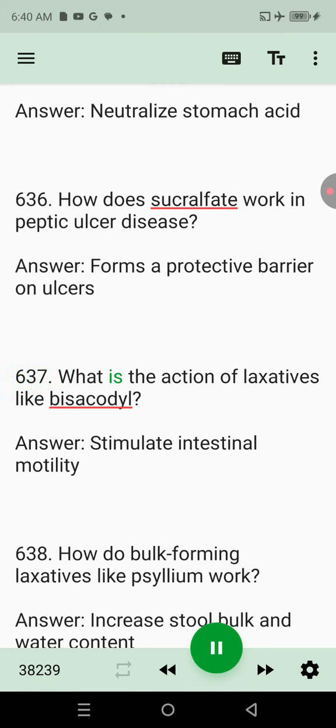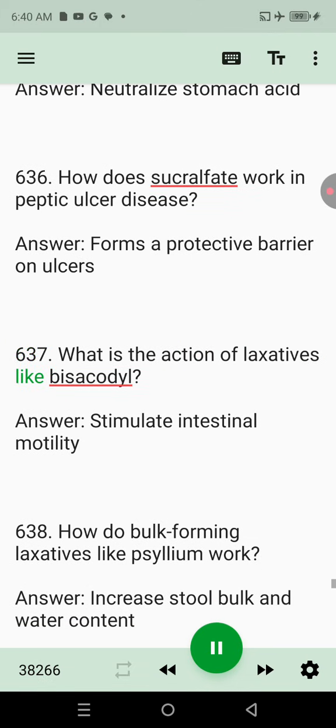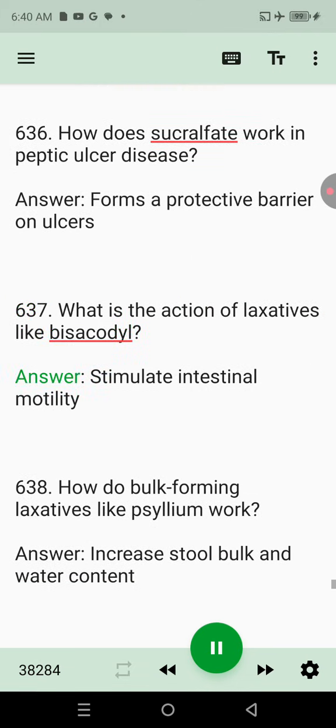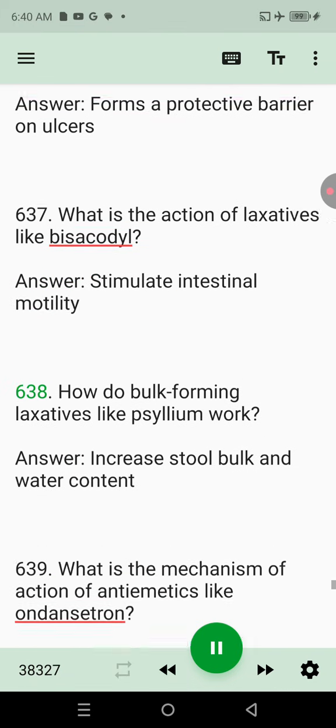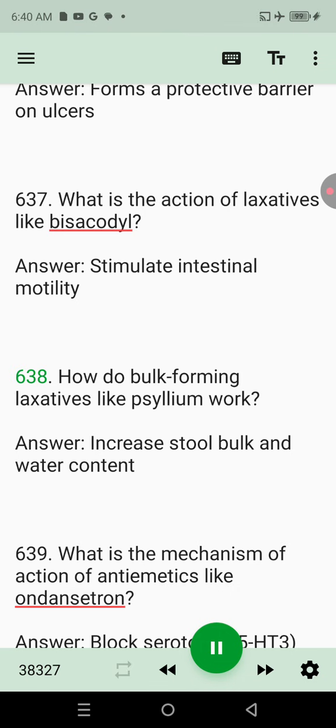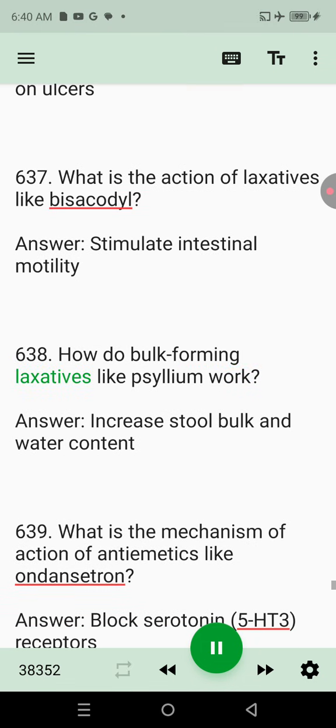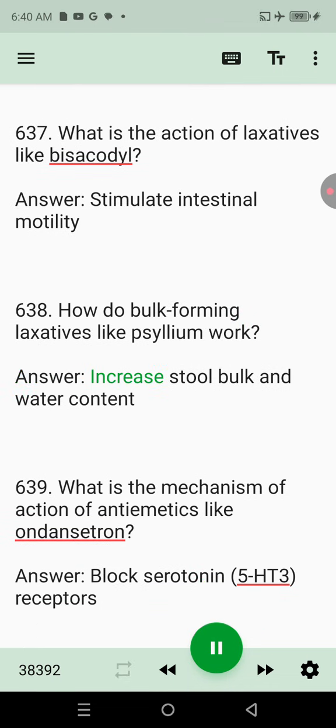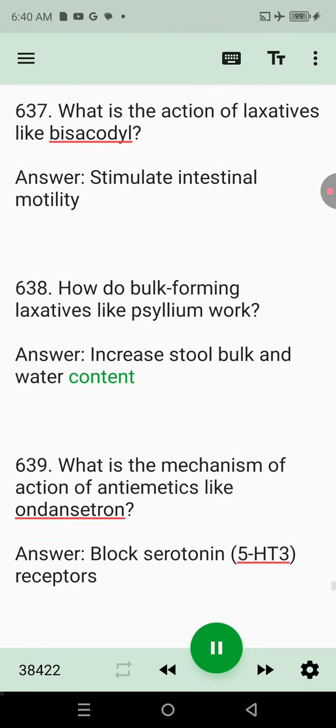637. What is the action of laxatives like bisacodyl? Answer. Stimulate intestinal motility. 638. How do bulk-forming laxatives like psyllium work? Answer. Increase stool bulk and water content.